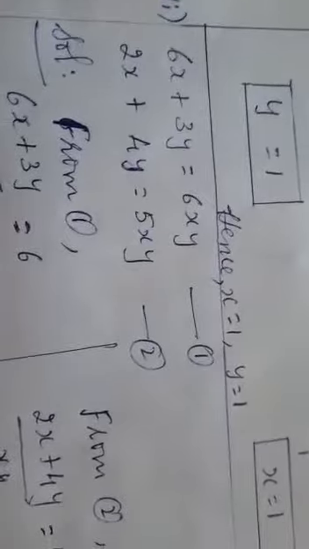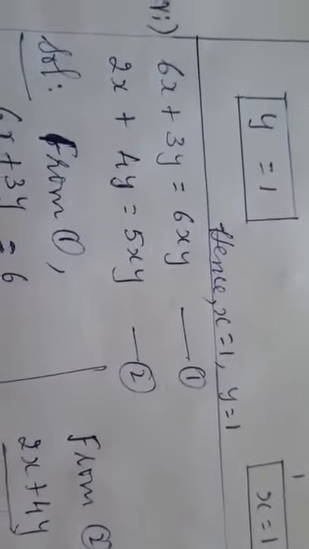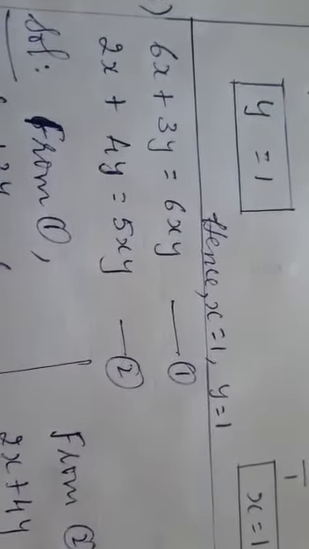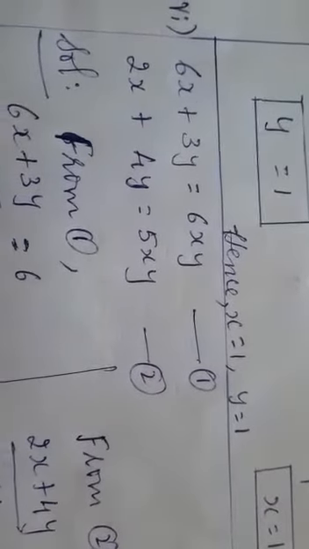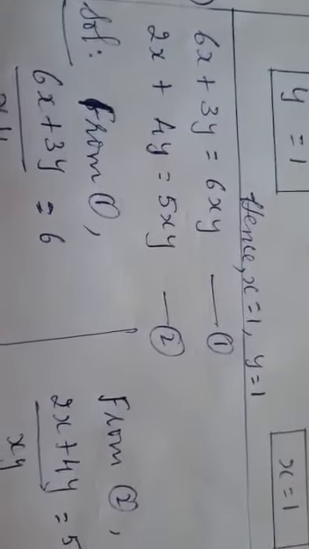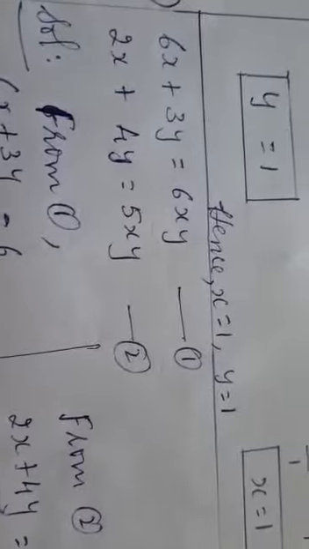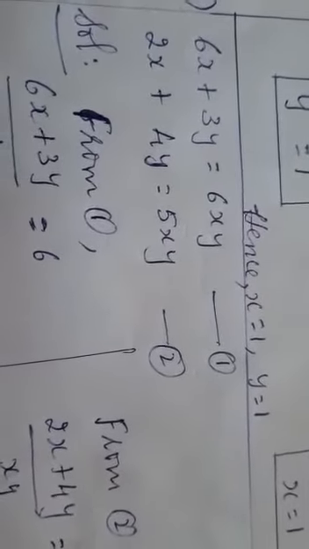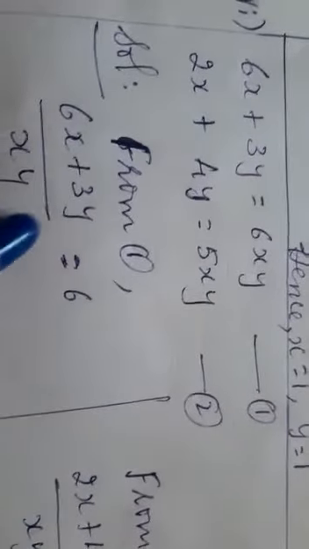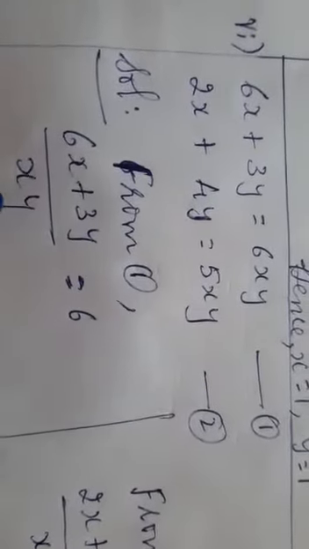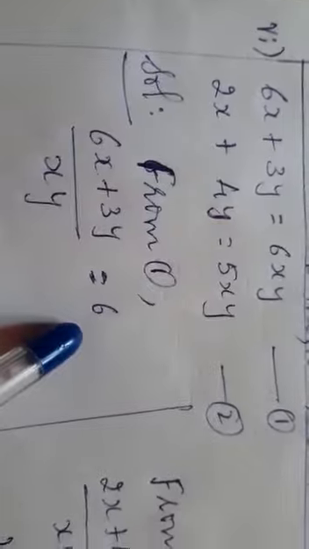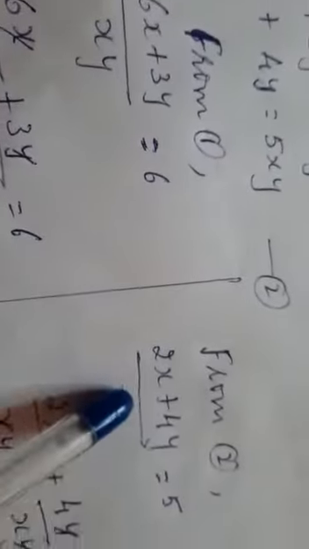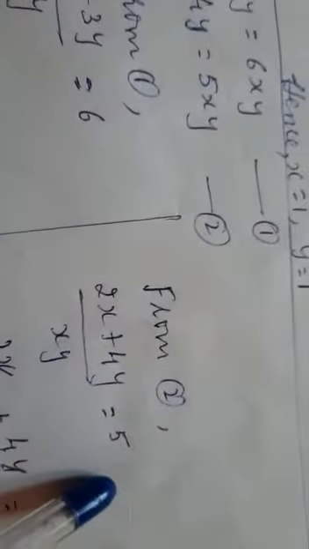The next equation is the sixth one. 6x + 3y = 6xy. 2x + 4y = 5xy. Now in the same way here we have xy on the other side of the equal sign. So divide through, bringing the xy to the other side. So (6x + 3y)/xy = 6. In the same way (2x + 4y)/xy = 5.